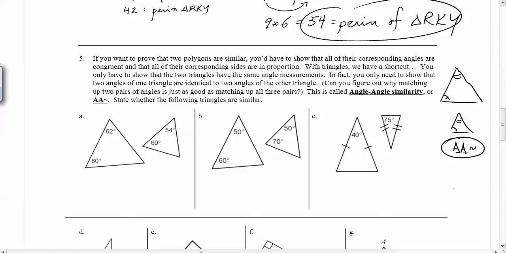Okay, so in 5A, we've got the 60s already matched up. But I don't know what the missing angles are, so let's figure out what those are. If you did 180 minus 60 minus 62, you'll end up with 58 here. And if you solve for the missing angle in this one, you'll end up with 66 there. So these triangles definitely are not similar, because we only have 1 pair of congruent angles, not 2.